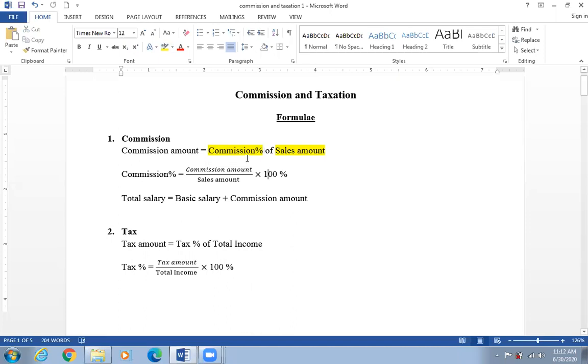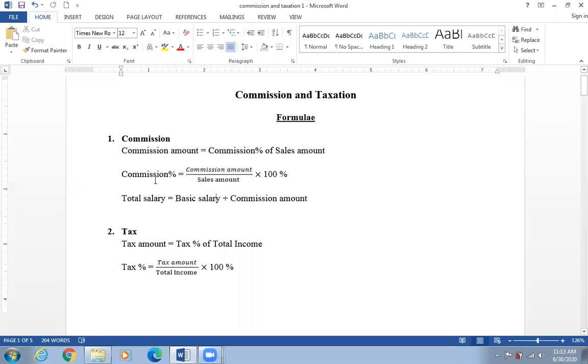Commission percentage, suppose 10% is the commission, then I'm going to get more. If the commission percentage is 5%, I'm going to get a little less. If commission percentage is 15%, I'm going to get more commission from this one. So that's why this is the formula. Commission amount equals commission percentage of sales amount.